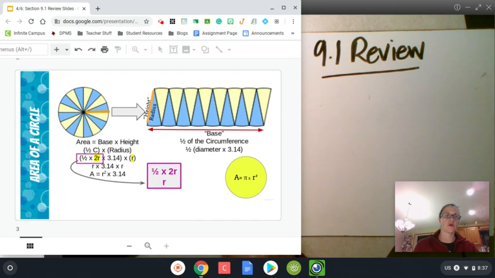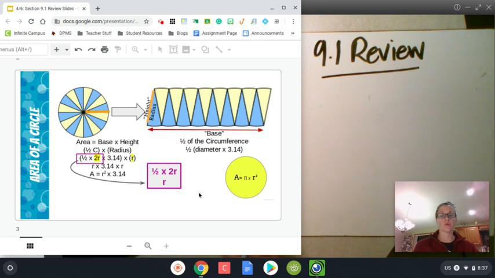Where does the area formula come from? The long story short, basically we took a circle, we rearranged it, made it look like a parallelogram. Once it was a parallelogram, we know parallelograms are base times height. So then we had to think about what the base actually equals, what the height actually equals, and we come up with the formula area equals pi times the radius squared.